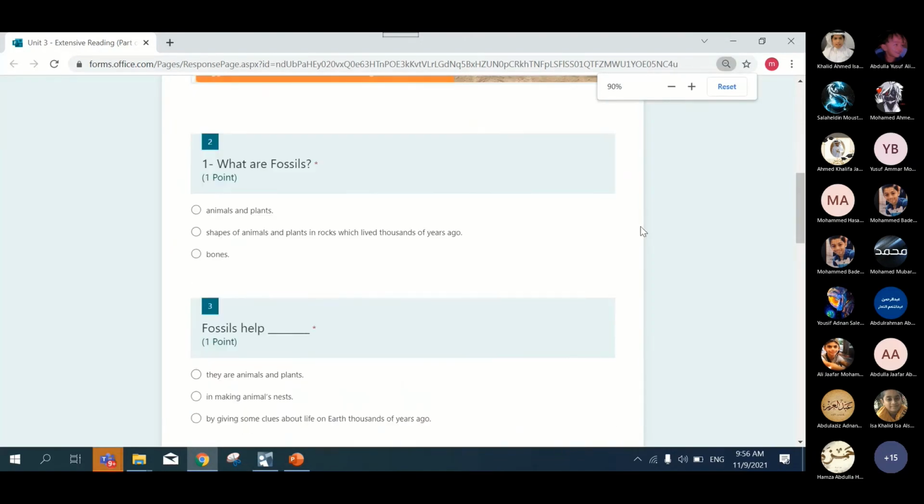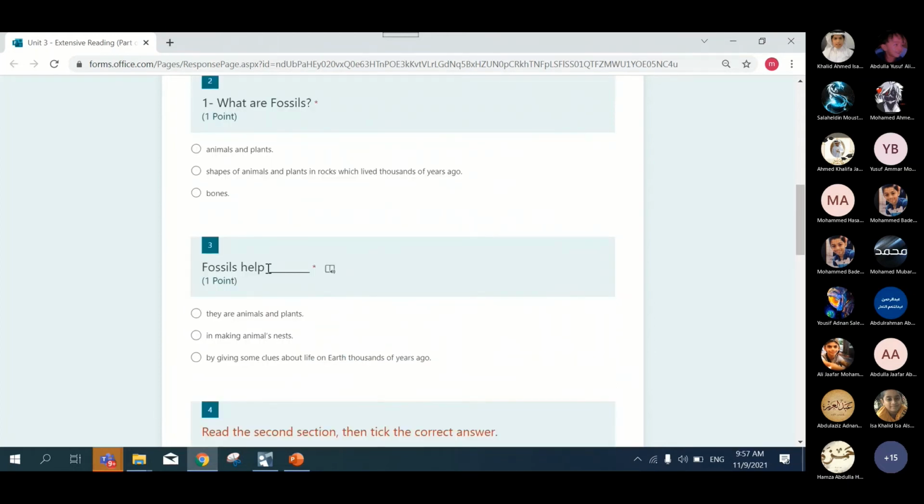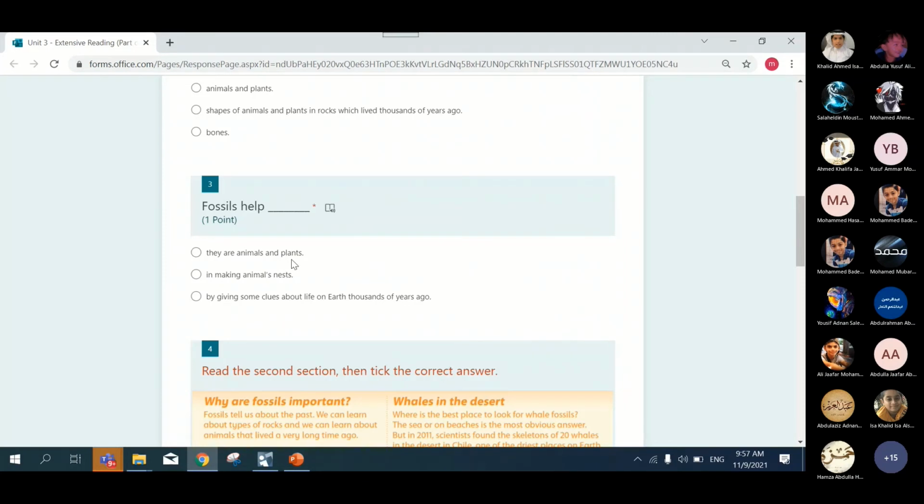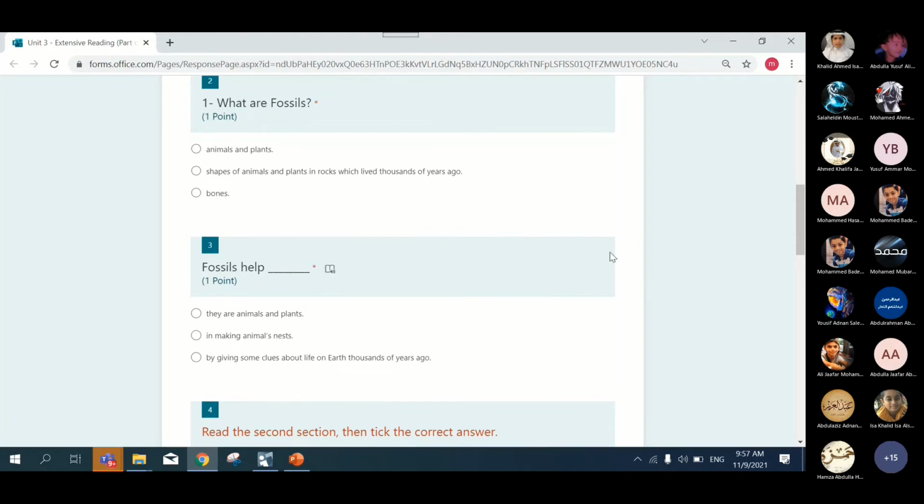So, what are the questions? Question number 1, I don't want any of you to tell the answers, just do it on your own and then I will check all of your answers. What are fossils? Animals and plants? No, don't answer. Just do the activity, take the correct answer only. What are fossils? Animals and plants? Shapes of animals and plants in rocks which lived thousands of years ago, or bones. 2, fossils help. Help what? They are animals and plants in making animals' nests, by giving some clues about life on Earth thousands of years ago. I will give you only 30 seconds to finish this part and then move to the next part. Okay, well.